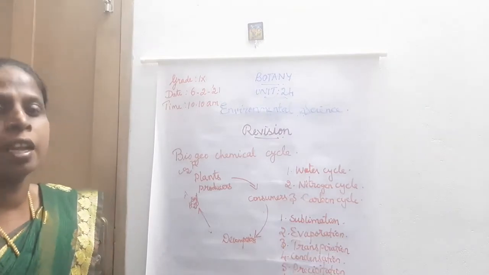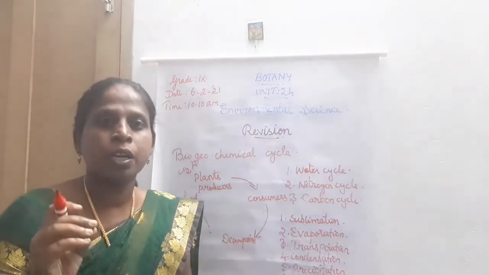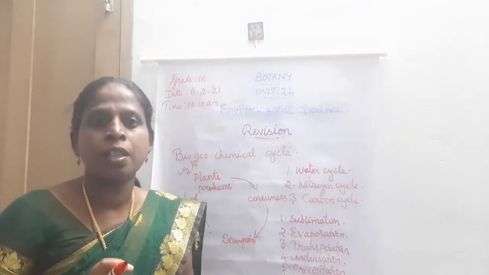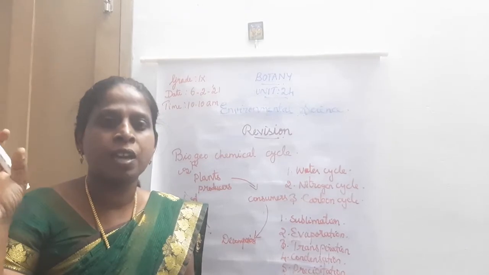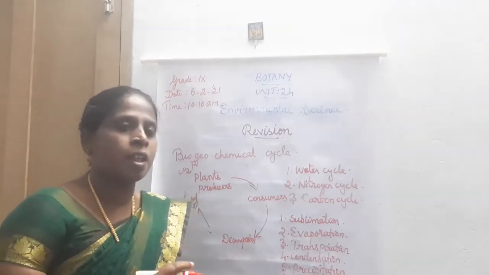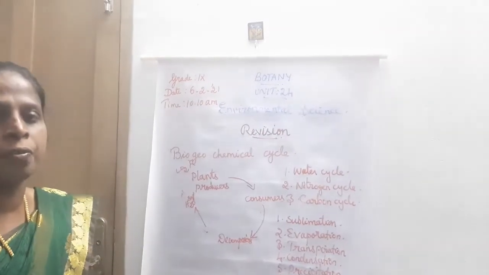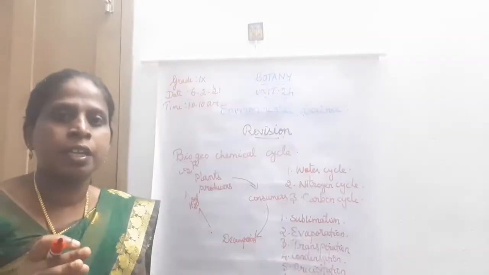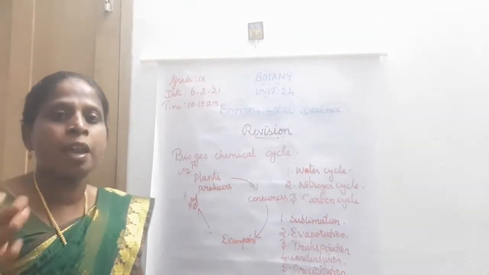See, the nitrogen cycle. Nitrogen is very important for the growth of the plants. It is present in the atmosphere in the gaseous state. There is 78% nitrogen present in the atmosphere. This nitrogen can be absorbed for the growth of plants as well as animals.